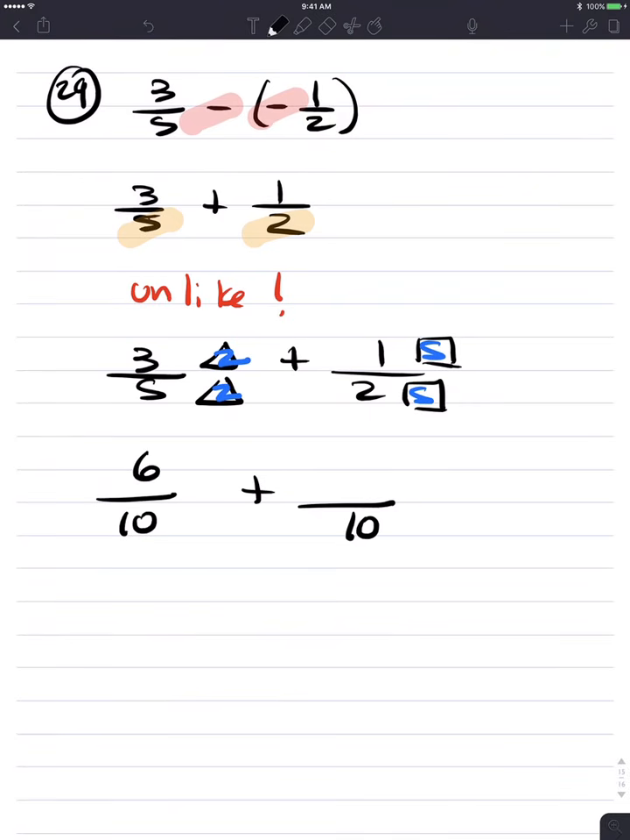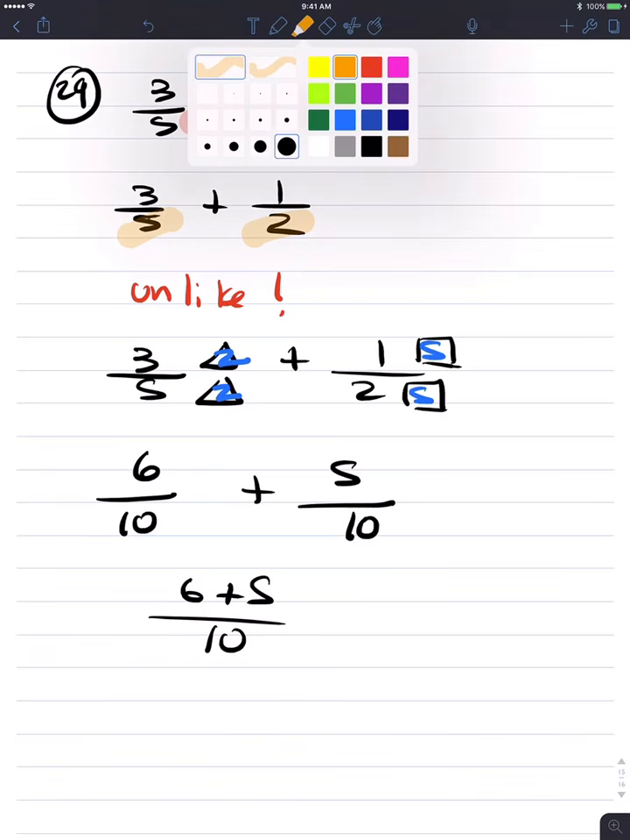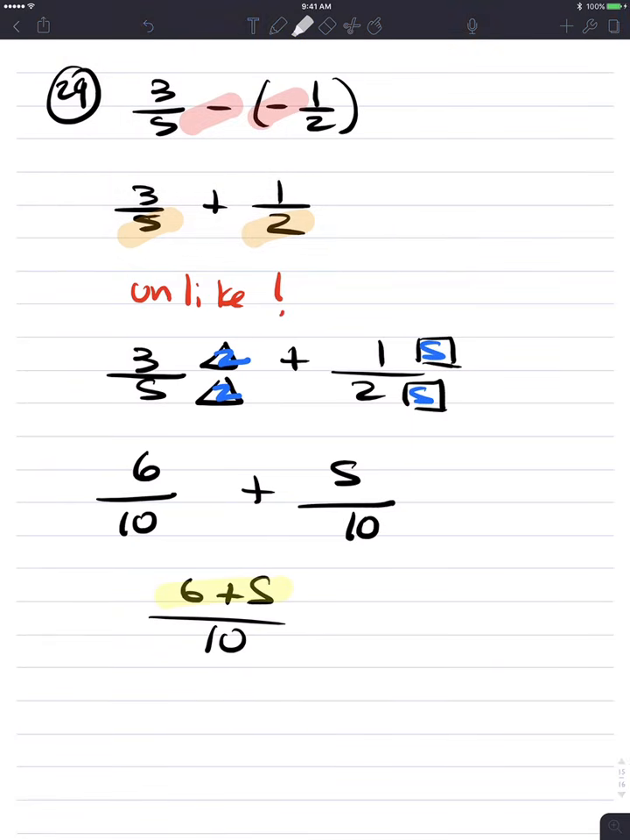So 3 times 2 gives us 6. 1 times 5 is 5. We're going to write this as 6 plus 5 over the 10. We're going to add our numerators. We get 11 over 10. And we're done. Number 31.